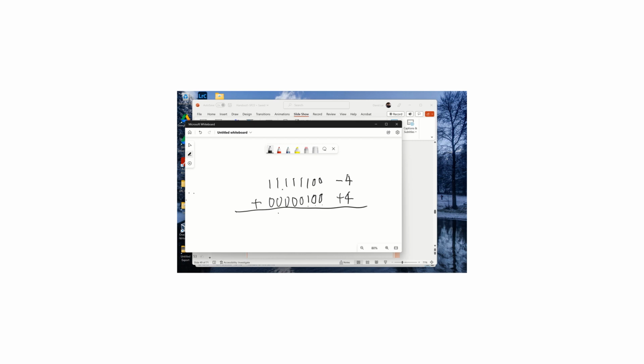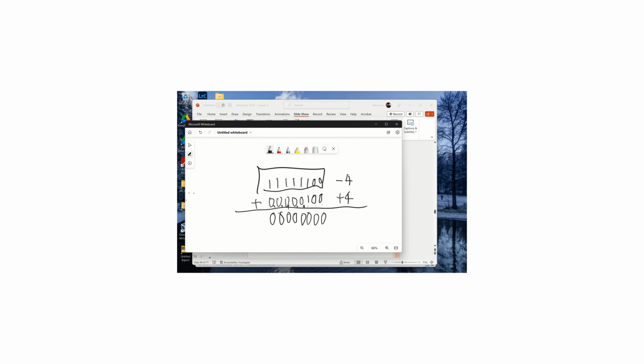So you add these two numbers together. 0, you carry over 1. 0, carry over 1. 0, carry over 1, 0. 1, 0, carry over 1, 0. Right? So now you prove this number is indeed negative 4.